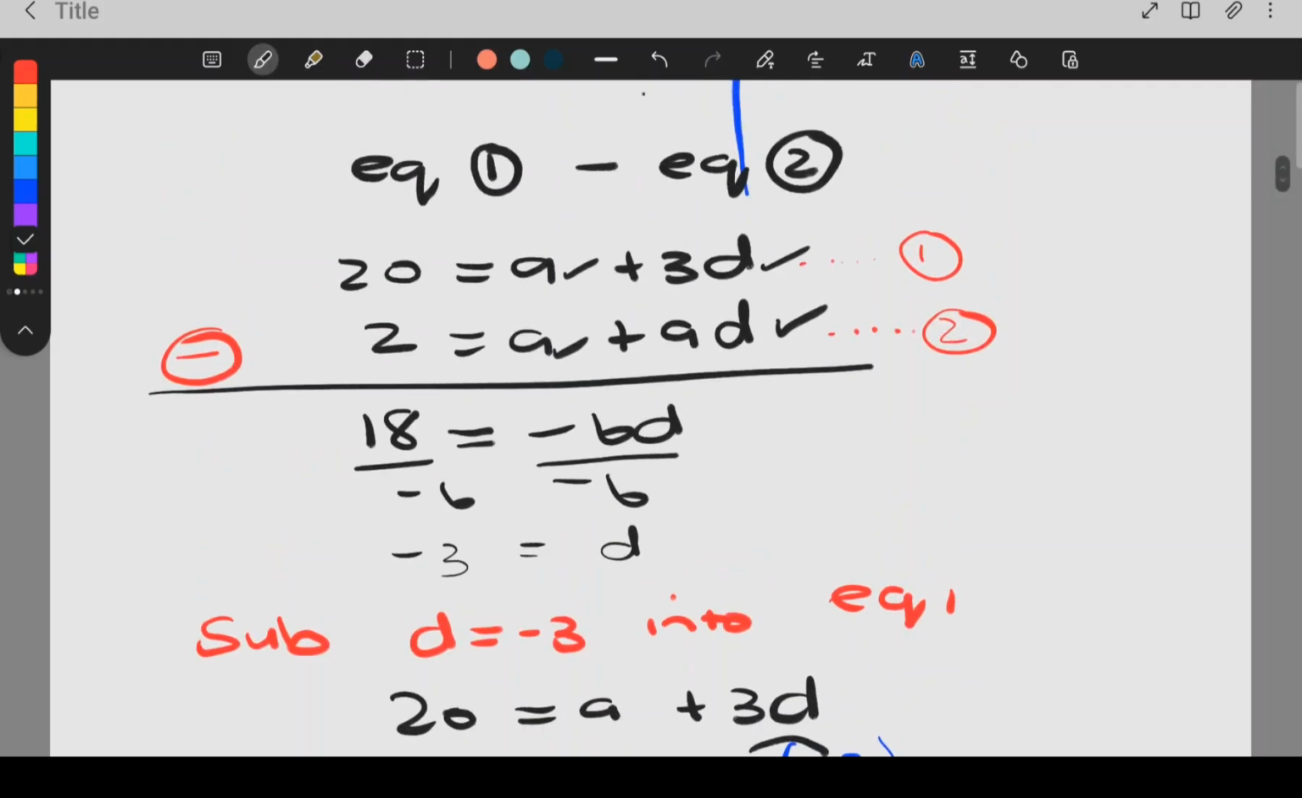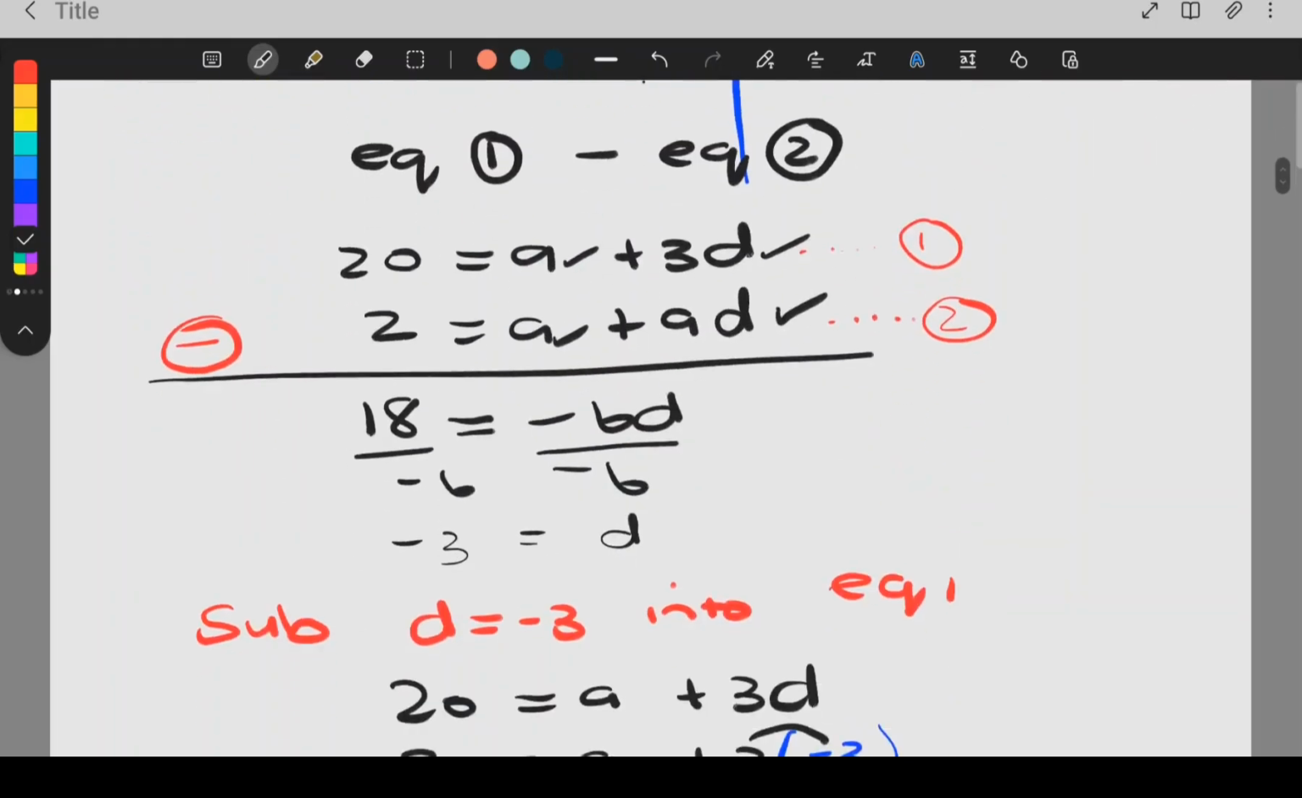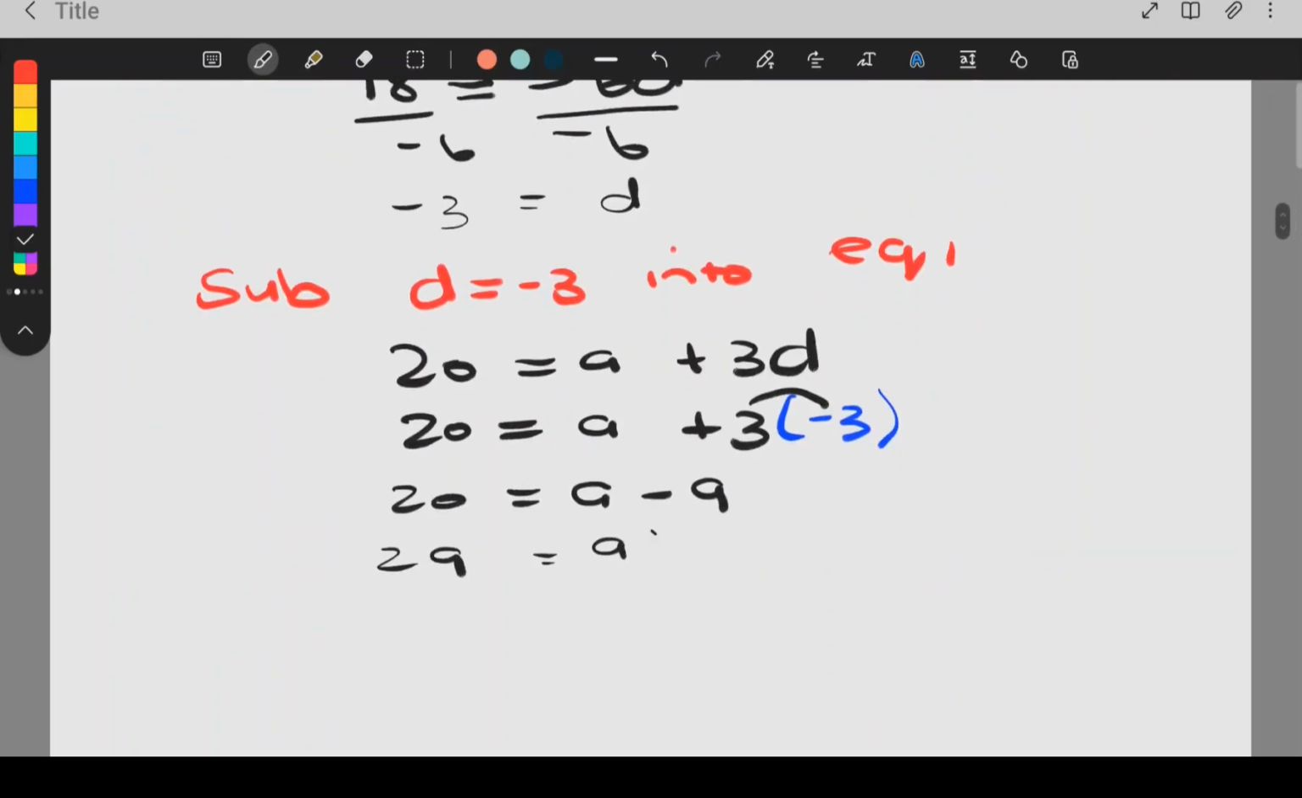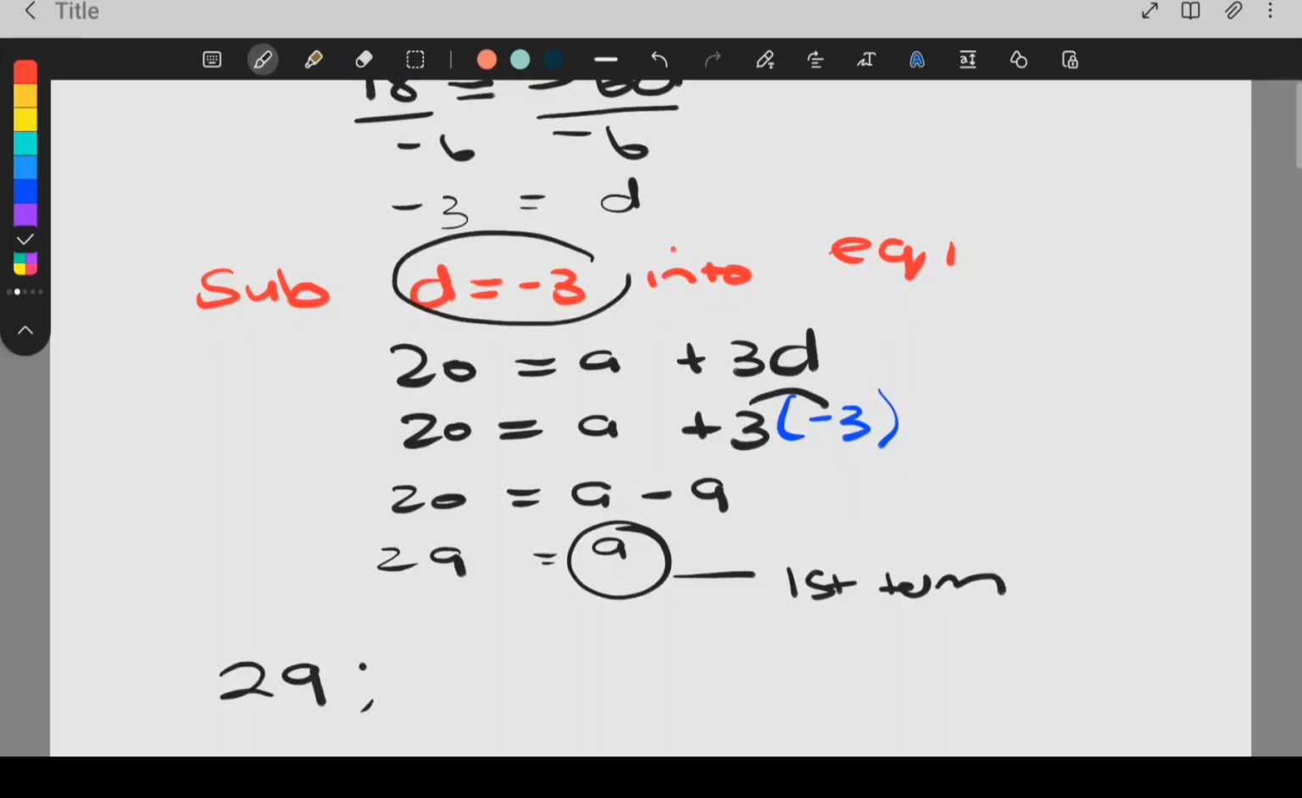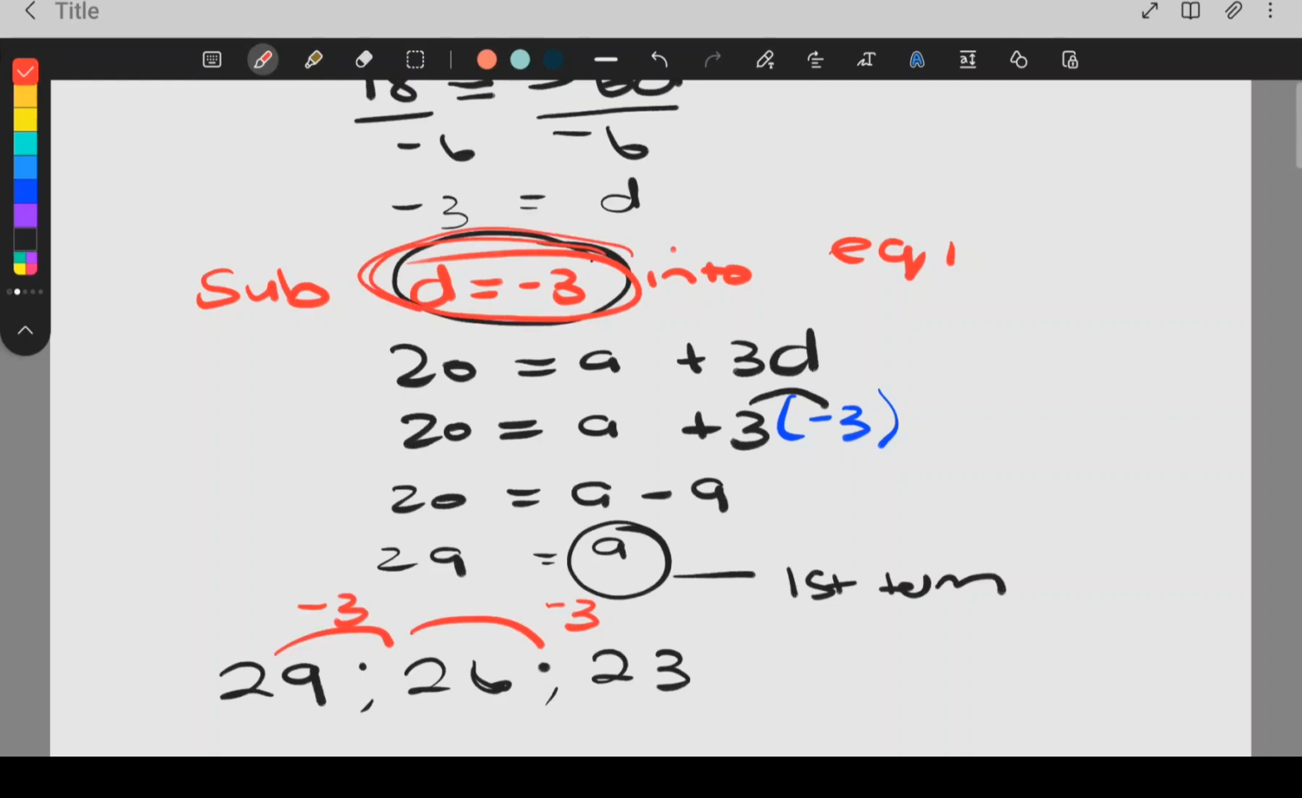So the question said we have to calculate the first three terms. So remember I told you a is the first term. So we have the first term. The first term is 29. The second term is 29 minus 3, which is 26. And the third term is 26 minus 3, which is 23. So to get to each term, I minus 3 the whole time because d is equal to negative 3. And there you have it.